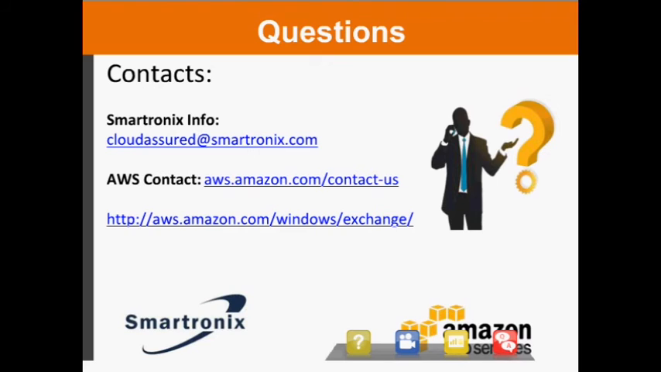Great, thanks, Ulf. This next question I'll point back to the Smartronix team: can you elaborate on how your coexistence strategy works again? Can you be running both Exchange 2010 in AWS and Exchange 2007 on-premise at the same time? Can you elaborate on that, guys?